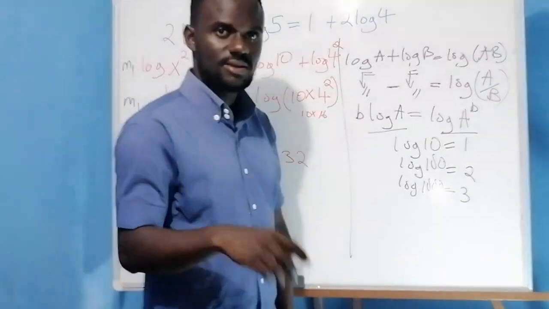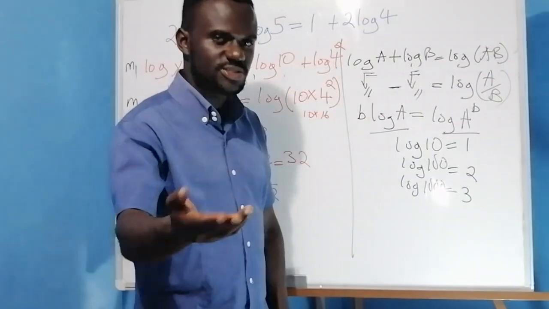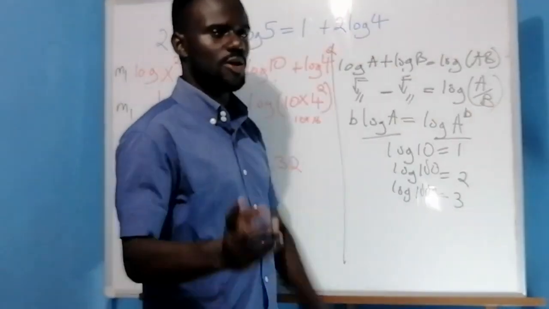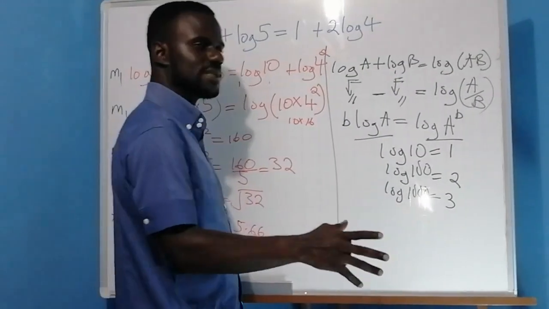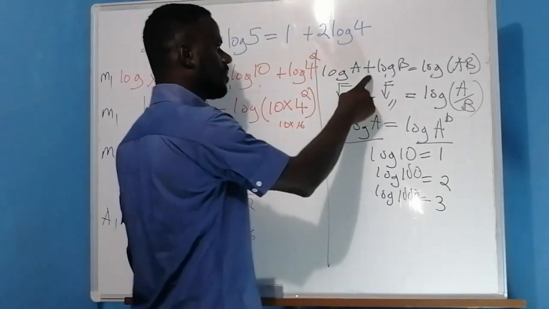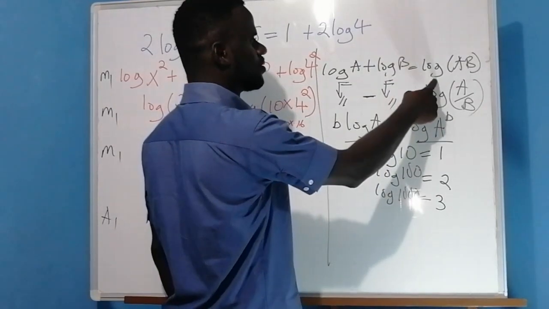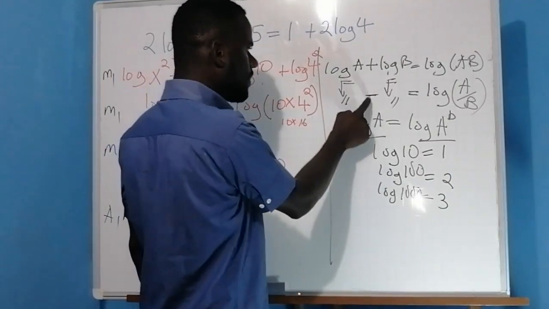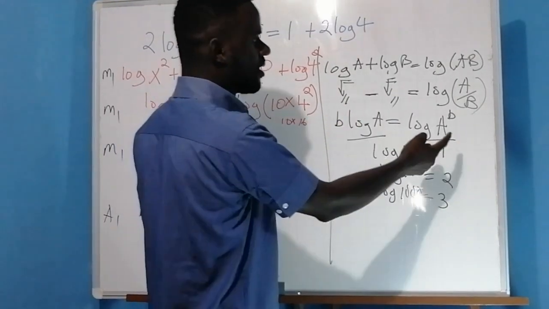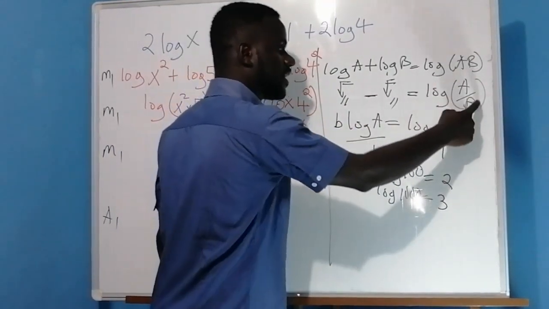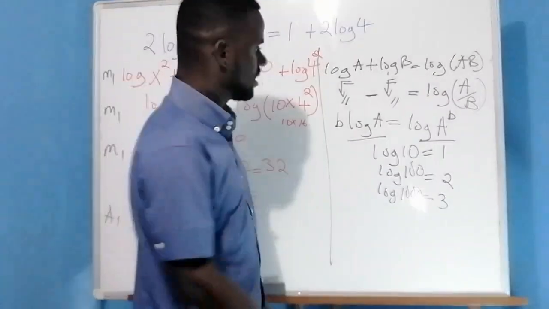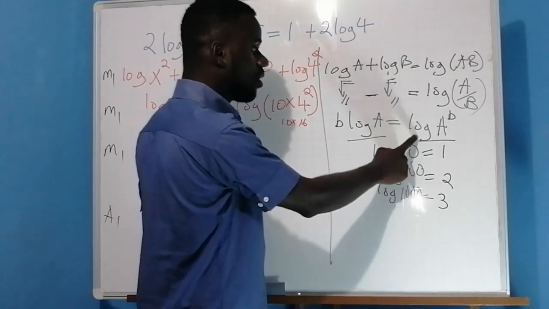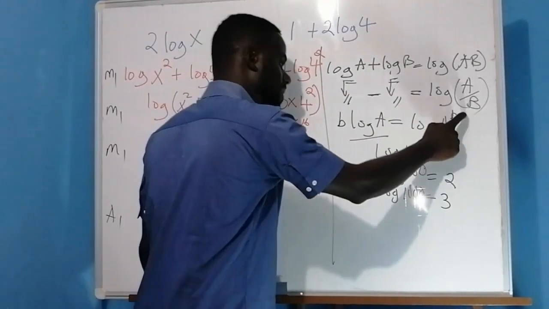Now remember, before you begin doing questions in this topic, make sure you're well familiar with the basics of the logarithms. And the basics, like I said, log of A plus log of B is equivalent to what? Log of A times B. And log of A minus log of B is equivalent to log of A divided by B. And finally, B log of A is also equal to log of A power B.